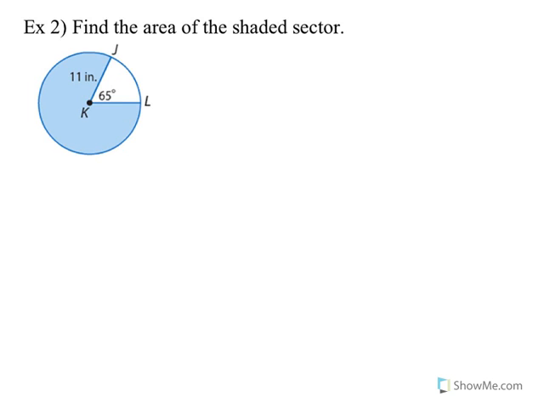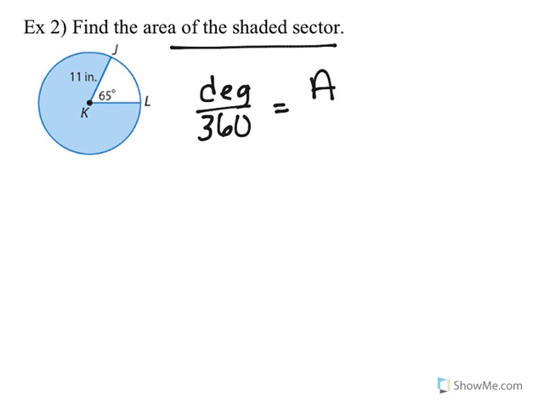Okay, example 2. Directions look a lot similar. So remember, we're going to find the area of the shaded sector. So degrees over 360 equals area of my sector over pi r squared. Again, I'm finding the area of the shaded sector, so my variable is going to be what I just outlined in red, the area of my sector. So what I need to figure out is the rest.